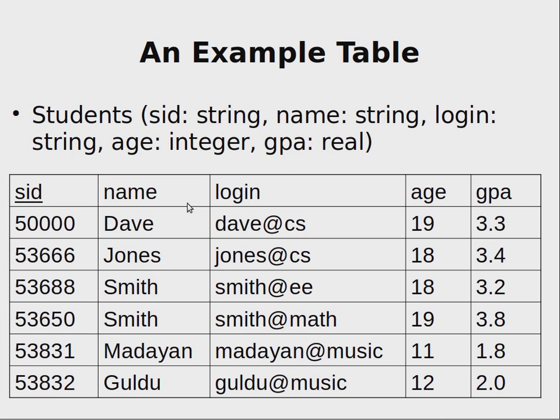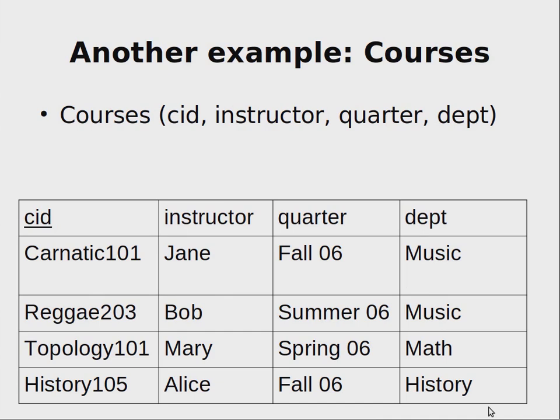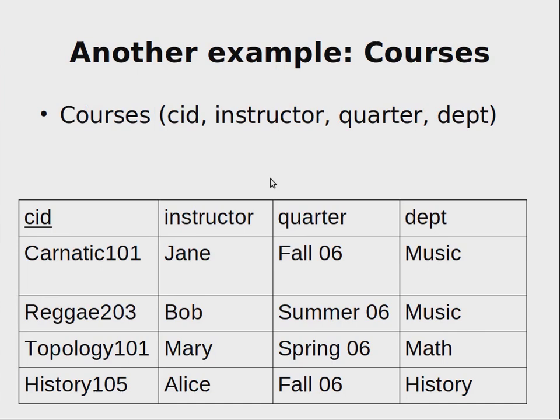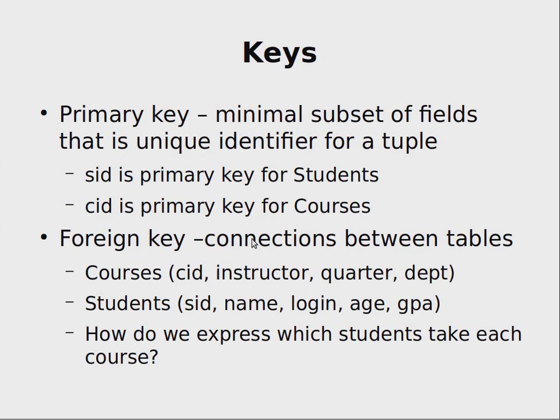And so here are more details about these relations. If you have some structured data: serial ID, name, login, age, and GPA, which I'm not sure about here, but definitely it looks like a floating point number. And you have some other table with course ID, instructor, quarter, and department. Then you can use keys to establish how these relations will work.